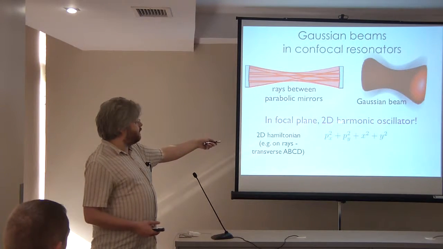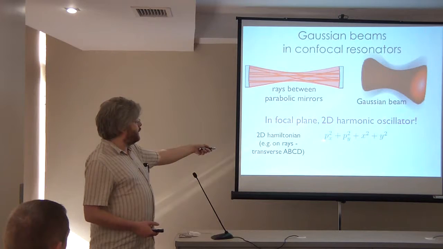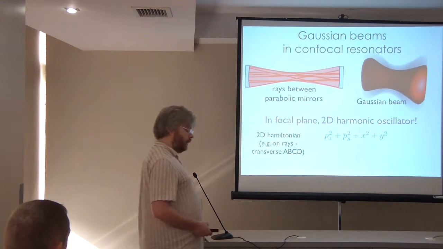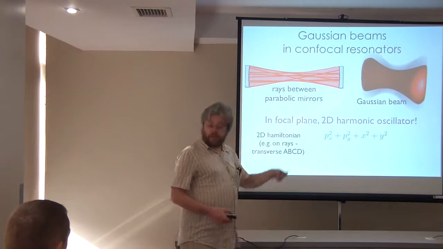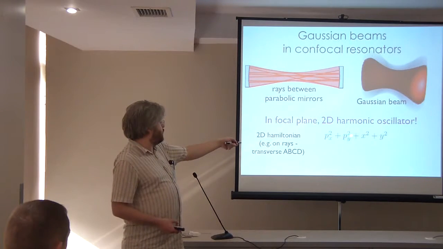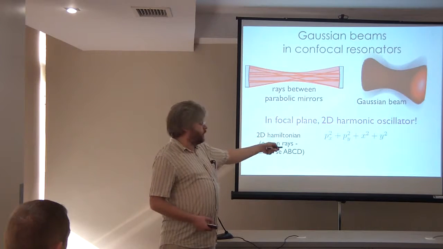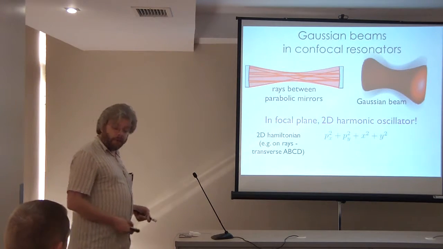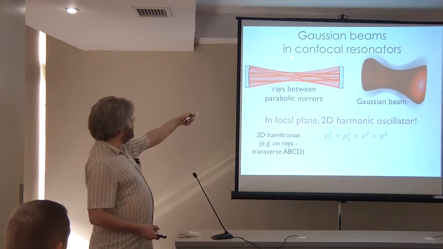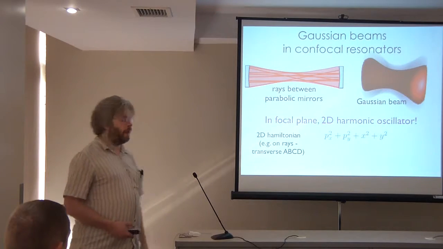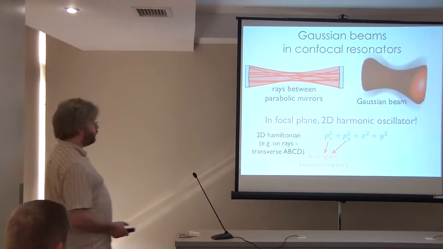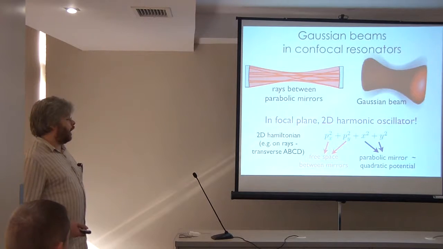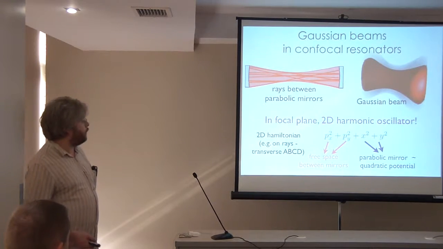So the effective Hamiltonian for the rays is actually px squared plus py squared, and x squared plus y squared. Here's the square of momentum in 2 dimensions. Here's the square of position. And this is like the Hamiltonian of the wave in this plane here, the focal plane of the cavity. So some of it comes from the free space between the mirrors, and some of it comes from the fact we have parabolic mirrors.